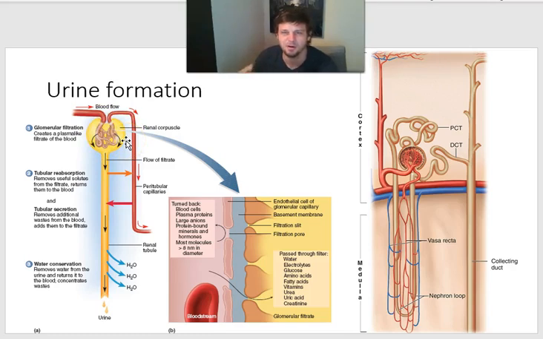The active part, or the filtering part of the kidney, is your nephron. Here you can see an example of a nephron where you have your glomerulus, proximal convoluted tubules, loop of Henle, distal convoluted tubules, and then your collecting ducts.